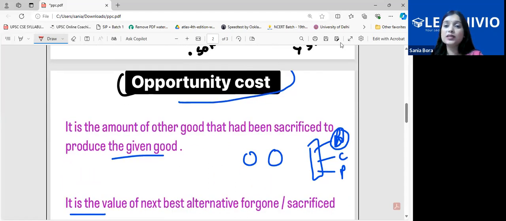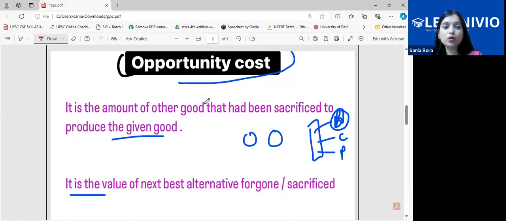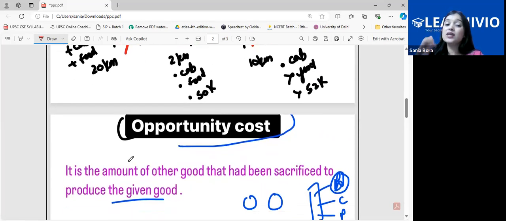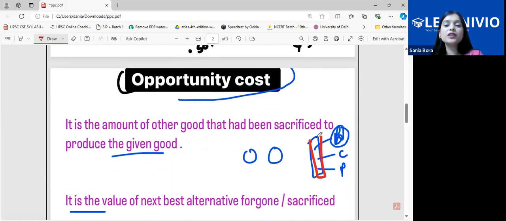So what does it say? Opportunity cost is the amount of other goods that had been sacrificed to produce the given good. See, you are sacrificing A and C just to join company B, right? Just as I gave you this piece of wood, from it you can produce bed, chair, and pen, but you cannot produce everything. So you have to sacrifice something. Over here, you say, ma'am, I need to produce bed, so I will be sacrificing chair and pen. So these are the opportunity costs.